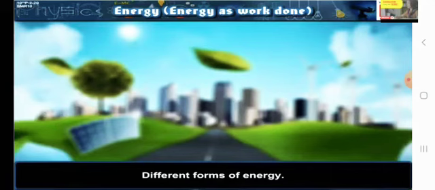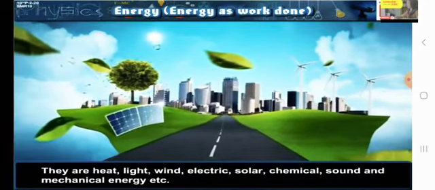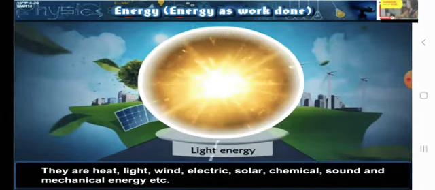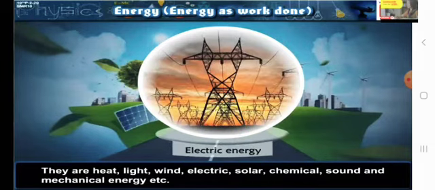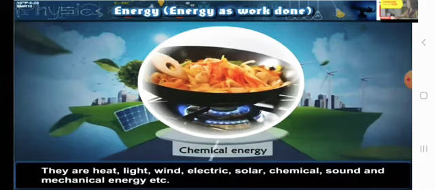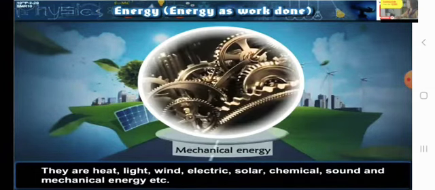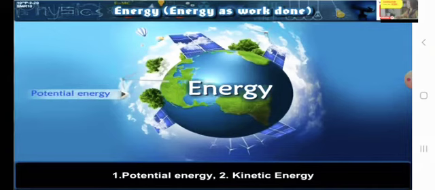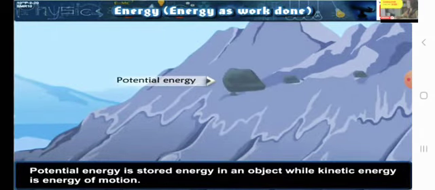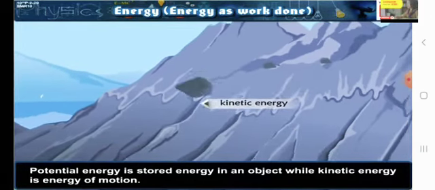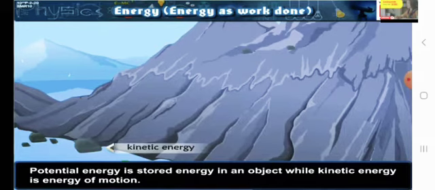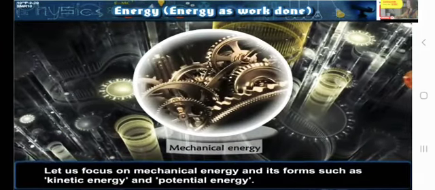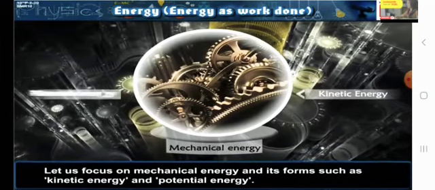Different forms of energy. Different forms of energy exist around us. They are heat, light, wind, electric, solar, chemical, sound, and mechanical energy, etc. All energies in this world exist in two forms. 1. Potential energy. 2. Kinetic energy. Potential energy is stored energy in an object, while kinetic energy is energy of motion. Let us focus on mechanical energy and its forms such as kinetic energy and potential energy.